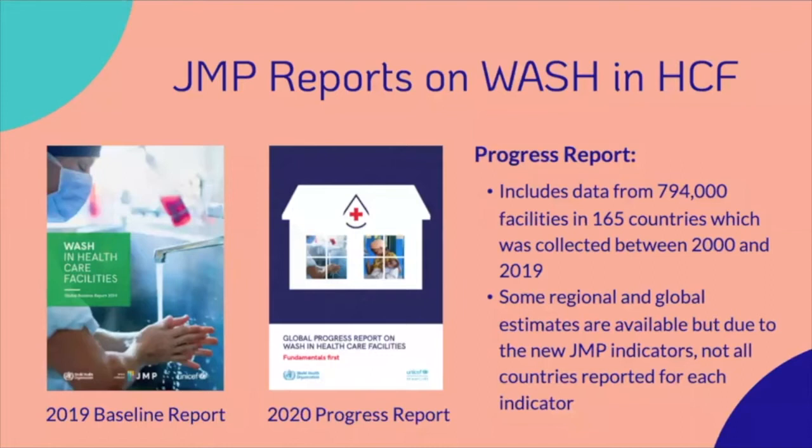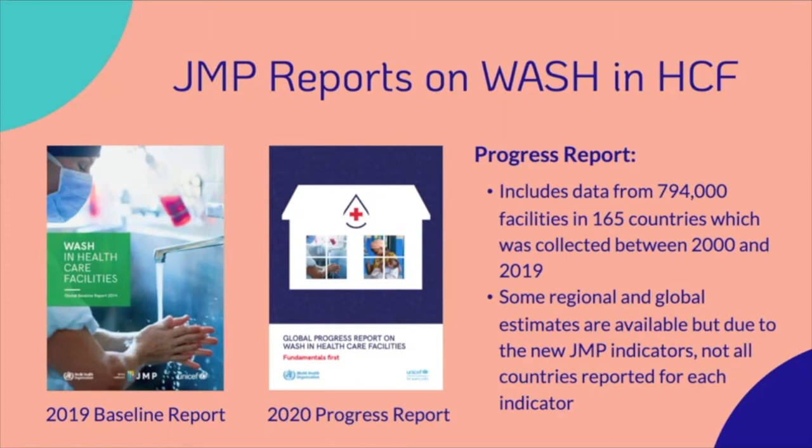Following the publication of the JMP indicators, the JMP pulled together data for a 2019 baseline report and a 2020 progress report. At the time of this recording in March 2022, there will be another updated report in June or July of this year with data for the 2022 report. The progress report from 2020 includes almost 800,000 healthcare facilities, up from the 65,000 in 2015. And 165 countries have participated, versus just over 50 in the first scoping report from 2015. The data has been collected between 2000 and 2019.